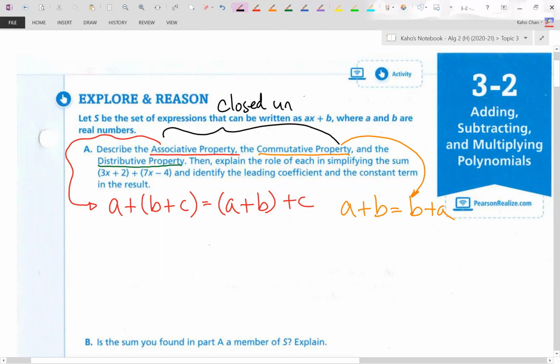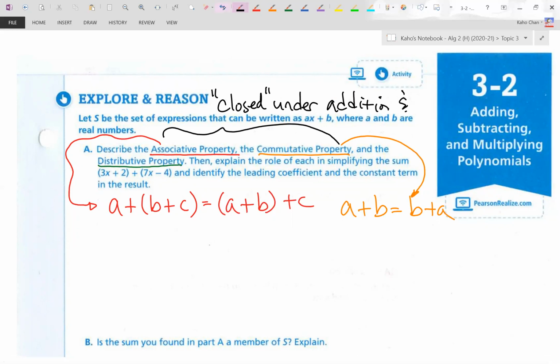Closed under addition and multiplication. We don't have any properties for subtraction or division because they would not work at all.